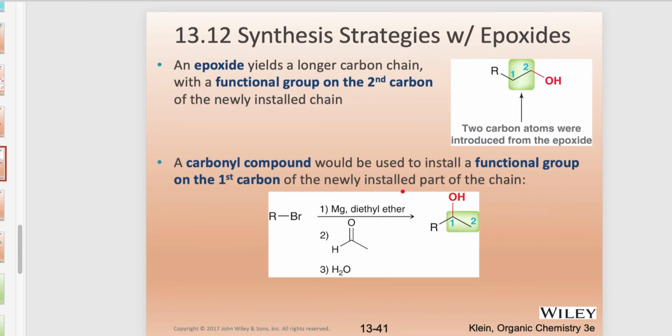Here we see additional outlines. There are actually 2 components here. The first example is how we can introduce a 2-carbon chain using an epoxide. And we see 1, 2. Here they changed the numbering again. It doesn't really matter, but just notice that this is coming from an epoxide.